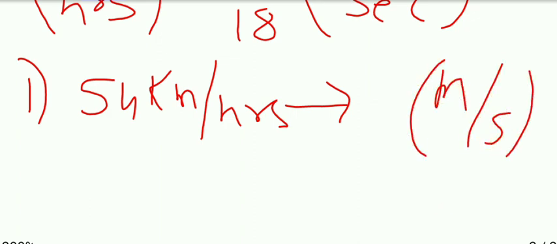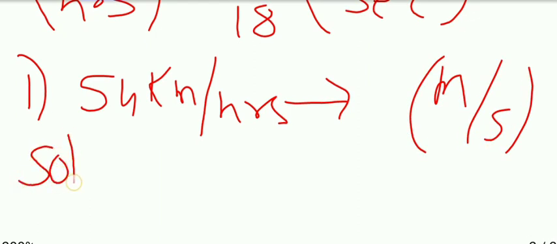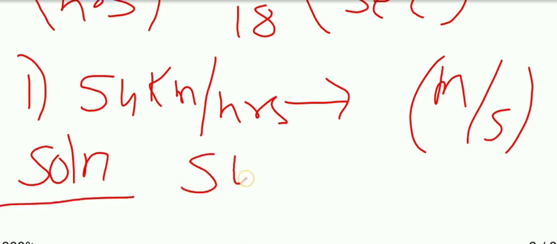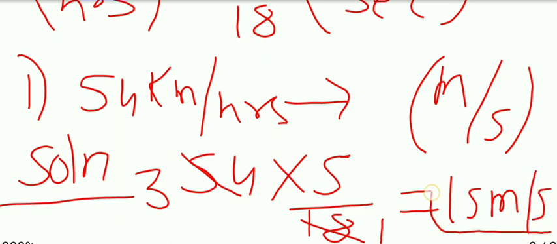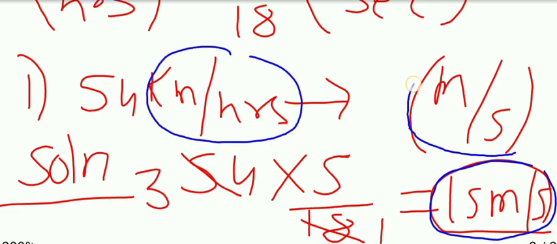So how will you convert that? You will do a very simple method. You will write 54 and multiply it with 5 by 18. So 18 1 is 18, 18 3 is 54. So it becomes 5 3 is 15 meter per second. So this is your answer. This is the very unique method by which you will convert kilometer per hour into meter per second.